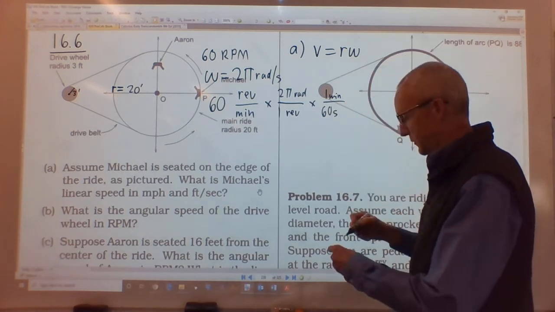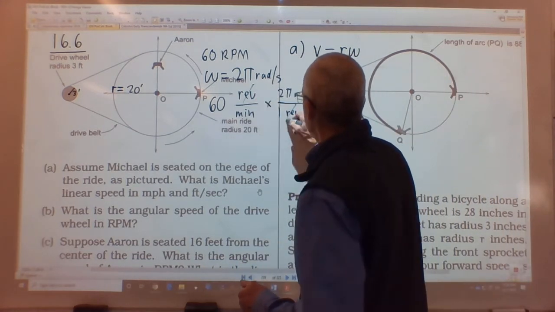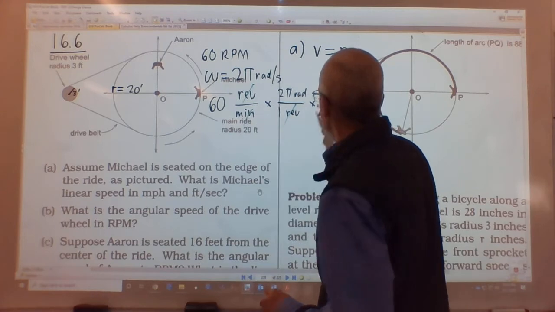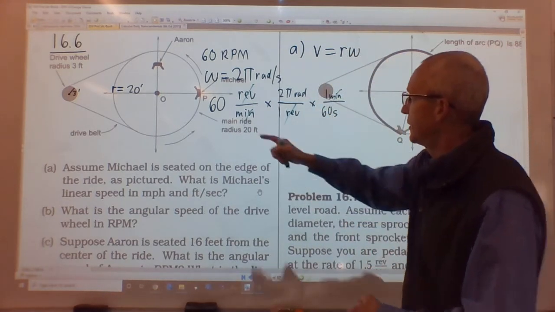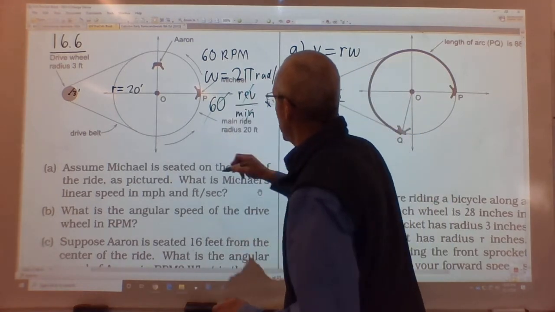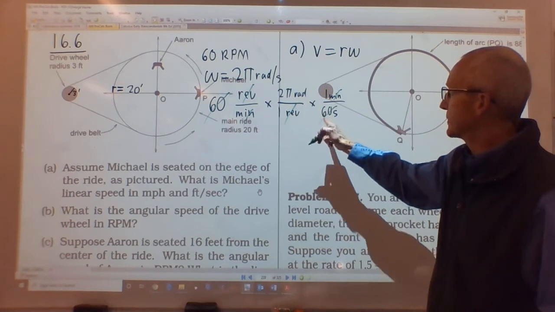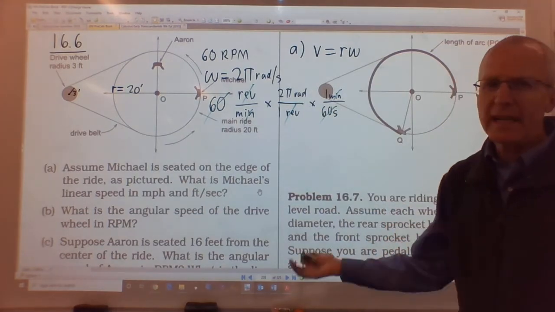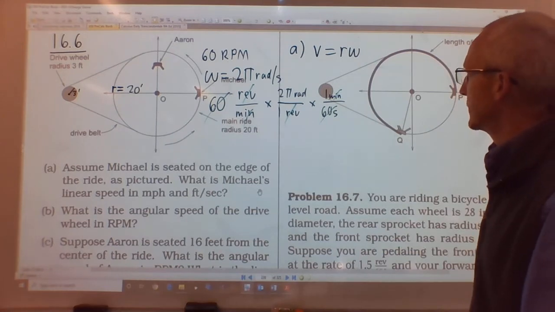Now we make sure we did it right, so you cancel. The revolutions cancel, the minutes cancel, we're left with radians on the top per second, so that's right. And notice the 60s cancel, that's why we can do it in our head. The 60s cancel, and we're left with 2 pi radians per second. So that's how you do it if they gave us a weird number like 47, but they gave us a nice number. So that's what omega is.